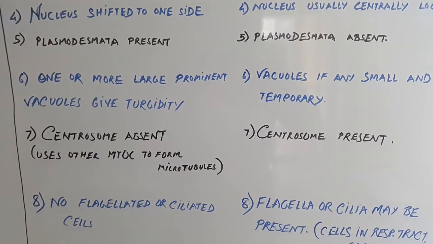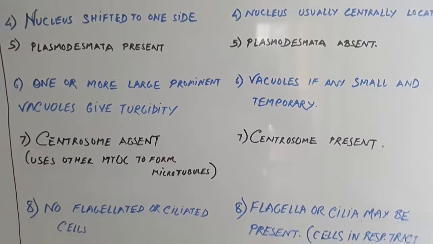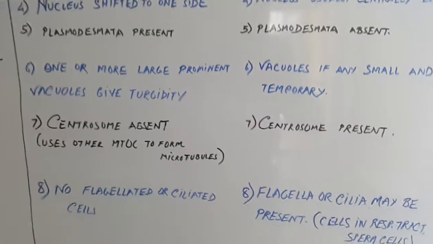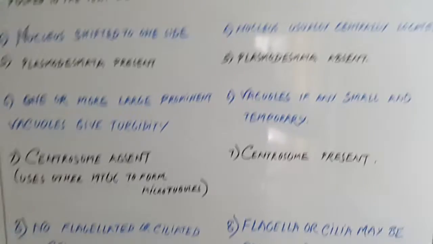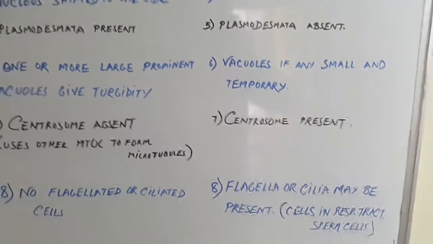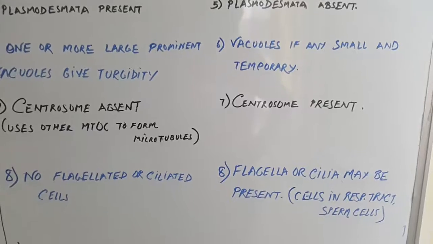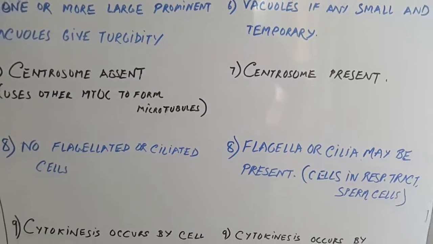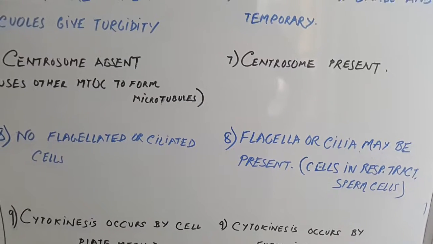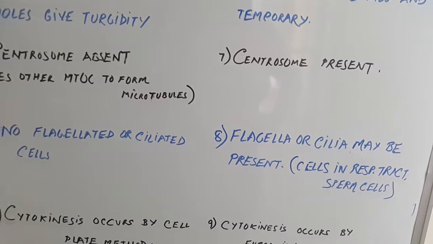Now these plasmodesmata are microscopic channels which connect the two cells. The cytoplasm of the two cells are connected and thereby it helps in the transport and communication through the symplastic pathway. Now the other differences are the presence of vacuole in the plant cell, a large vacuole which gives turgidity to the cell. Vacuoles in animal cells are very small and temporary. Centrosome is absent in the plant cell and centrosome is present in the animal cell. So in the plant cell, during the mitotic division, it makes use of other microtubular organizing centers to form the microtubules.